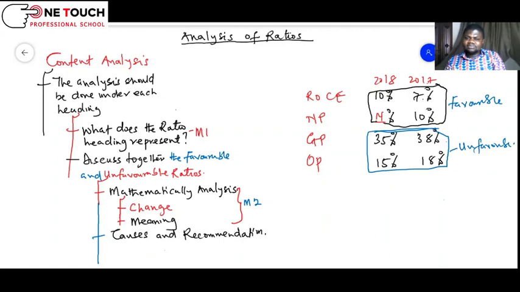So you tell us that so and so increased by this and this respectively. It means that the entity is doing well in terms of this and this. Then you come and pick the unfavorable ones too. Then after that, you go to causes and recommendations. What are some of the causes and recommendations? So you just tell us that the better performance in terms of gross and net profits may be as a result of, or can be attributed to, this and this. The entity should do this and this.